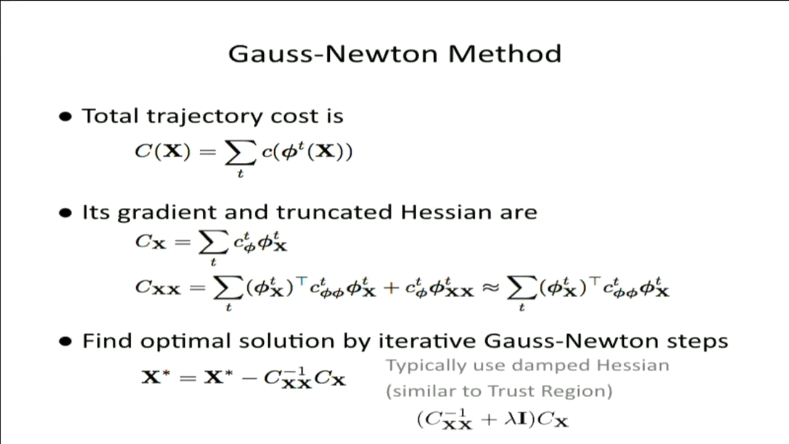In practice, this Hessian might be singular, or you may not be able to numerically solve this equation, so you end up adding some damping, like some weighted identity to it, with a similar intuition to trust region methods, where at any single iteration of your algorithm, you don't want the change in your parameters to be too large. So this acts as a step size.